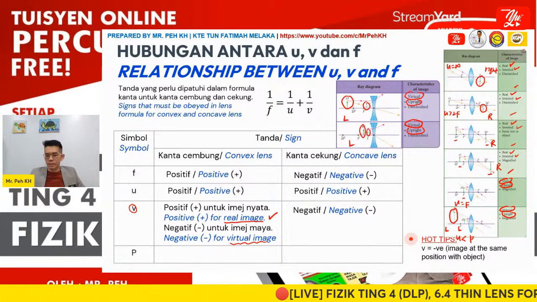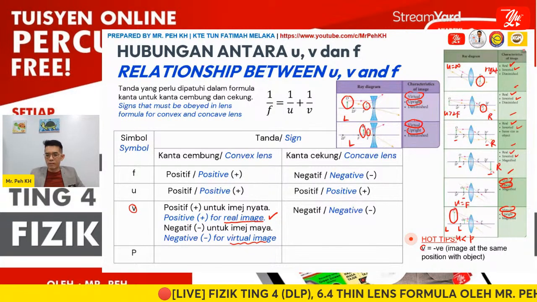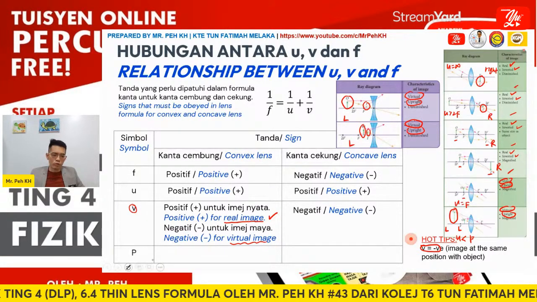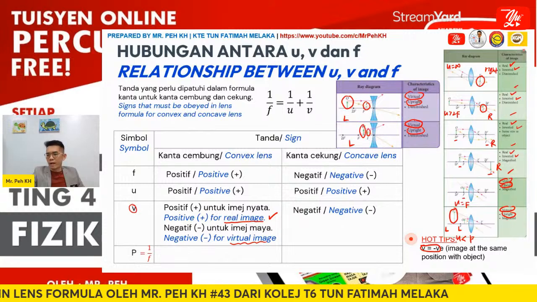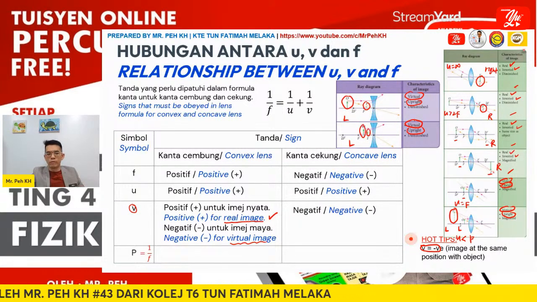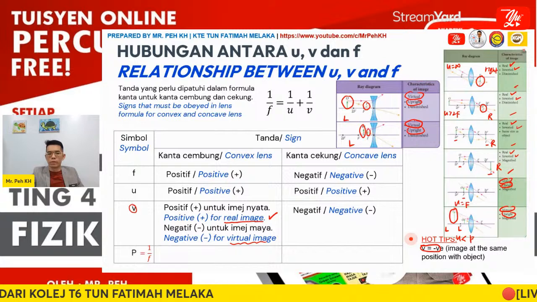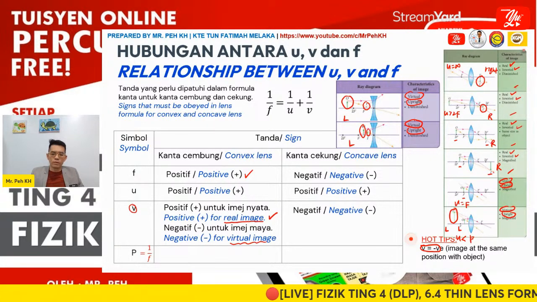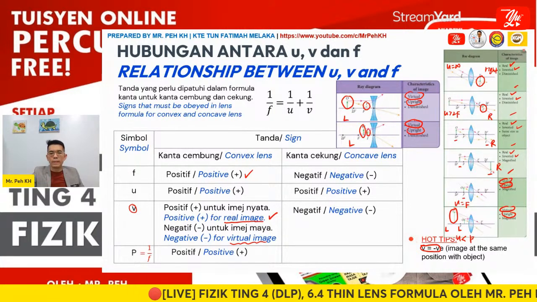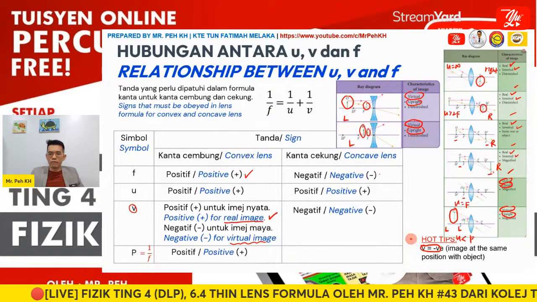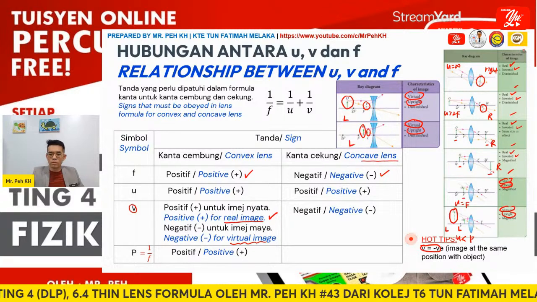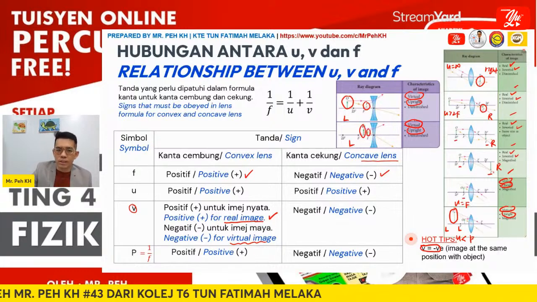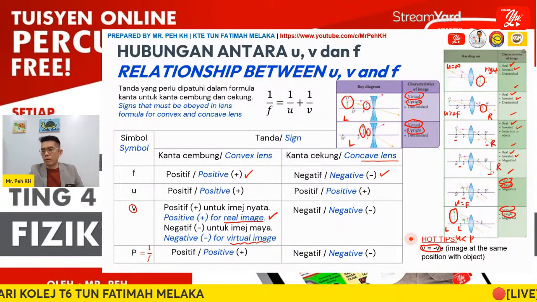Okay, so here the hot tips were explained to you just now already. When V is negative, the image will be at the same position as the object. For P, the formula will be 1 over F, which you already learned in the previous topic also. So the positive focal length for a convex lens must show positive P. Then the negative F for a concave lens, the P will definitely be negative here. So this is the theory and the signs you must remember.